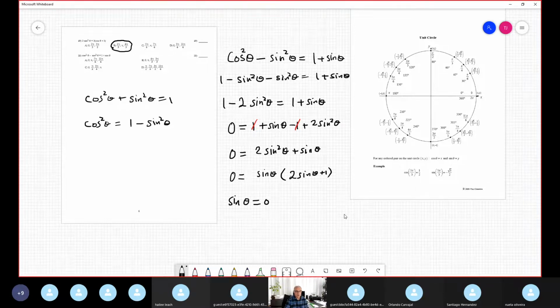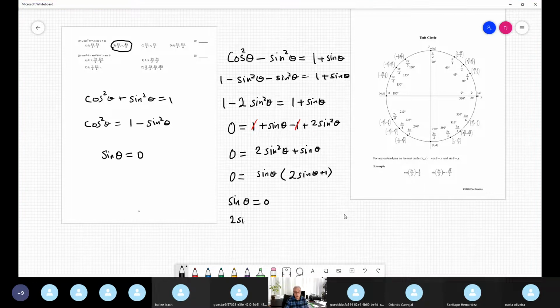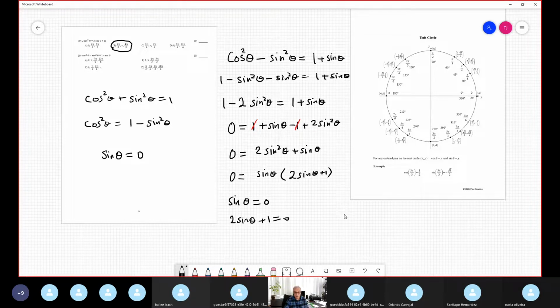Okay, let me go up here. So the first equation is sine theta equals 0. And the second is 2 sine theta plus 1 equals 0, which is equivalent to say sine theta equals negative 1/2, correct? Because negative 1 divided by 2. So these are the two separate solutions that I want to investigate in the unit circle.